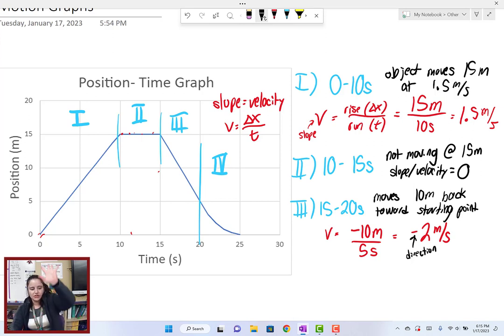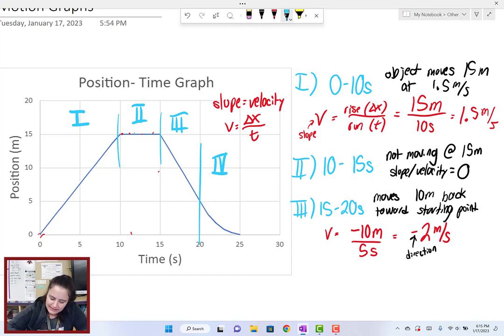Its position was going away from its starting point toward that 15 meters, and then it's going back toward the 5 meter mark. So the toy must be going in the opposite direction. Okay, so it's moving 10 meters back toward its starting point at a speed of 2 meters per second.